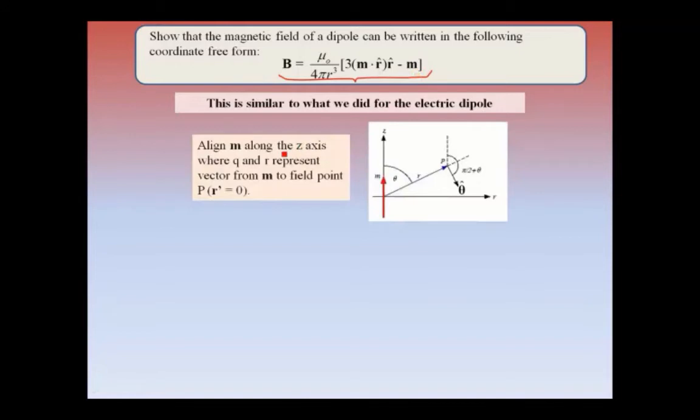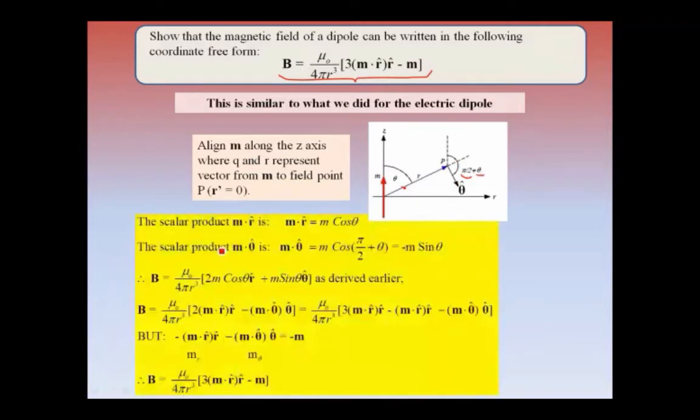We align m along the axis again, and we have our theta and r as drawn here. The vector from m to the field point will be r, and r prime is equal to 0. Since we're in the plane, we're only going to have r in the plane, little r hat, and here's theta hat, perpendicular to r. The angle between the z-axis and r hat will be theta, and this is pi over 2 to get you the entire distance here.